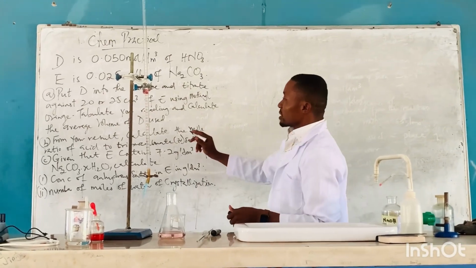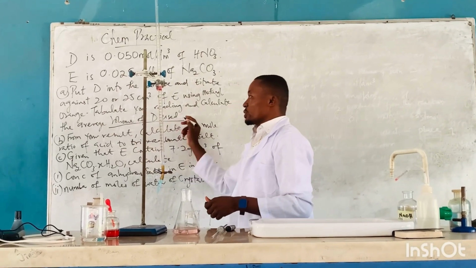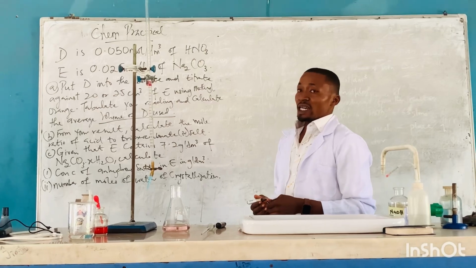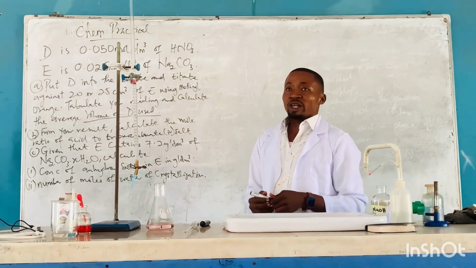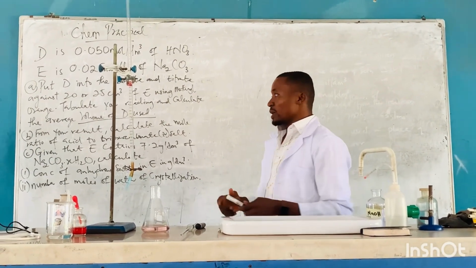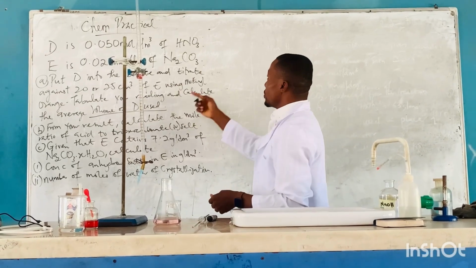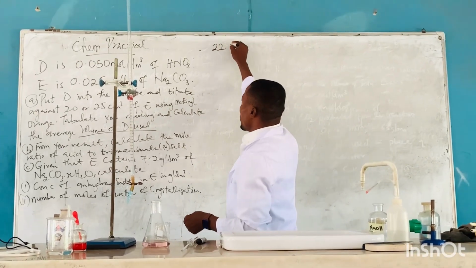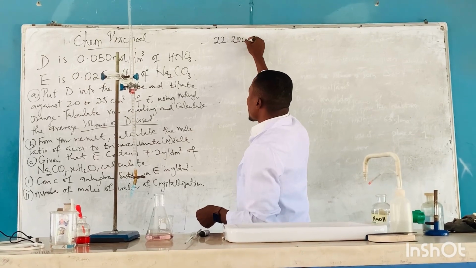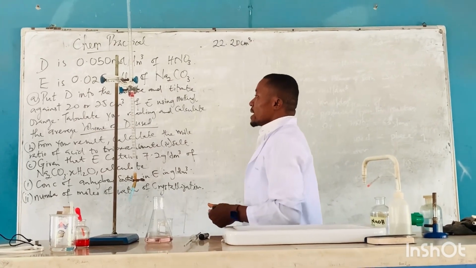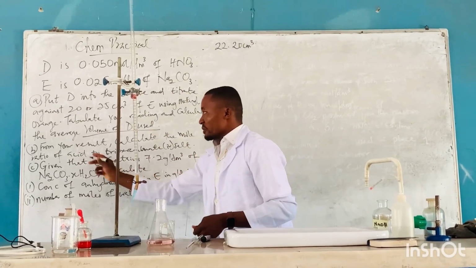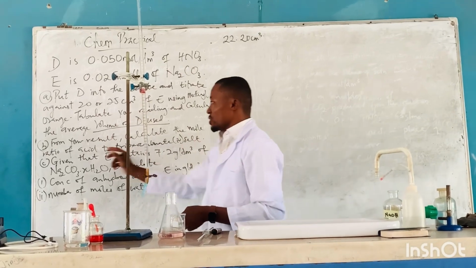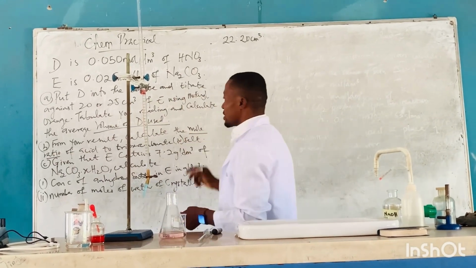Our first one said, get the average volume of D used. We have done this over and over on this YouTube channel, and I'm very sure everybody here can get their values without problem. What I got as my volume of D used is 22.20 cm3. Now let's calculate the next question. From your result, calculate the mole ratio. Mole ratio, that's the easiest to calculate.